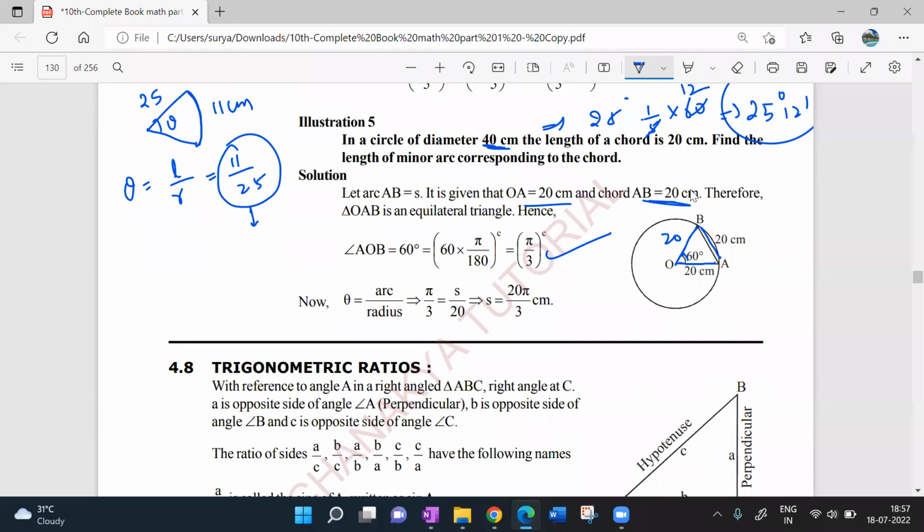Look at this now. What do we need to find out here? We need to find the length of the minor arc, the L value. So theta into R. L value is nothing but theta into R. Theta is L by R. So theta is pi by 3, into 20. So L is equal to 20 pi by 3. This is the answer. Any doubts, guys?